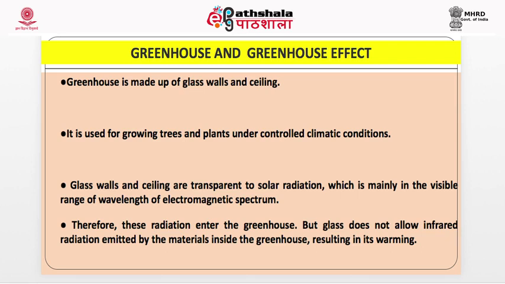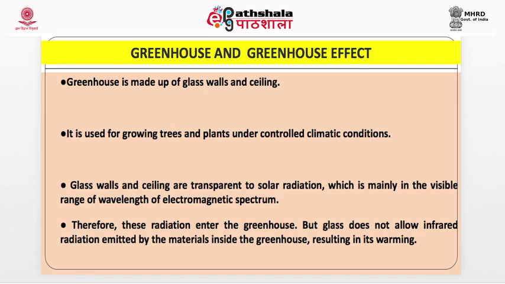The glass walls and ceiling are transparent to solar radiation. If a greenhouse is made up of glass walls and ceiling, the solar radiations are allowed to enter the greenhouse. These glass walls don't absorb them. These radiations enter the greenhouse. But remember, I repeat it, the glass has a peculiar property. If I have a glass here and I shine the solar light, the light will pass through it. But if I shine infrared radiation, the infrared radiation cannot pass through the glass. So, glass does not allow infrared radiations to pass through it.